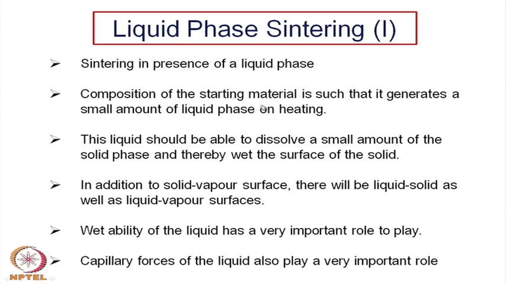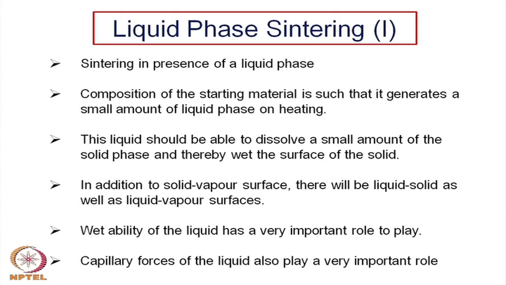The composition of the starting material is such that it generates a small amount of liquid phase on heating. So, the composition has to be chosen, or sometimes impurities have to be added, or some sintering aids have to be added which form liquid phase, and of course, the viscosity of the liquid phase is also very important. Viscosity, surface tension and the surface energy, all of them are very important. Also their reactivity with the solid.